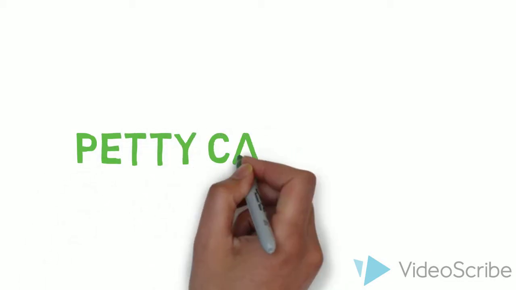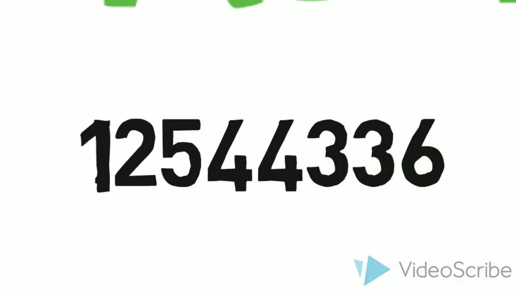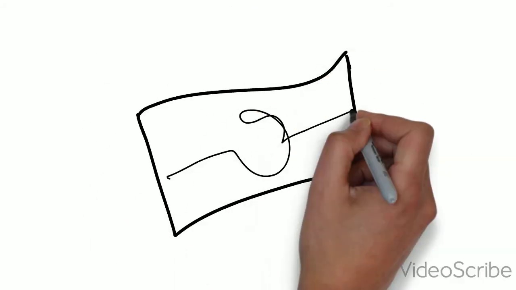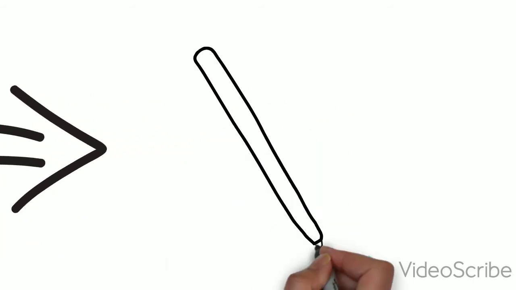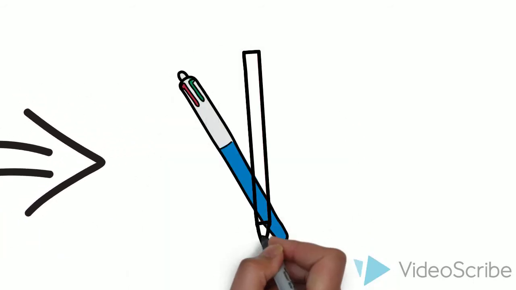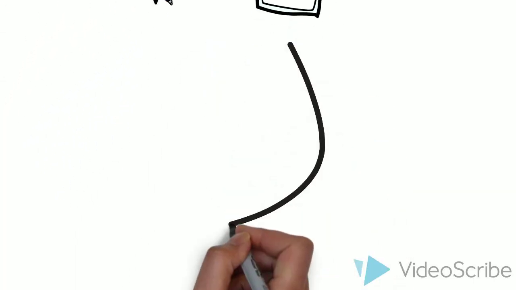Hey guys, today we're going to be talking about petty cash funds and how they are created and used within a business. Put simply, a petty cash fund is an amount of cash kept aside to pay for minor expenditures within a business. This can include small items like stationery or milk for the office. The amount of cash in the fund can vary depending on the size of a business.